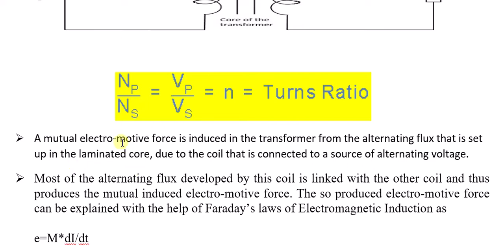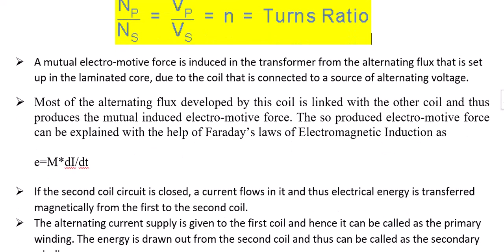So in the same way, an electromotive force is induced in the transformer from the alternating flux. As I told you, I have covered flux in a previous session. Flux is basically the flow of imaginary lines which are passing through a closed surface. The counting of this is called flux. So there is a laminated core, connected to a source of alternating voltage. So this is how it goes.